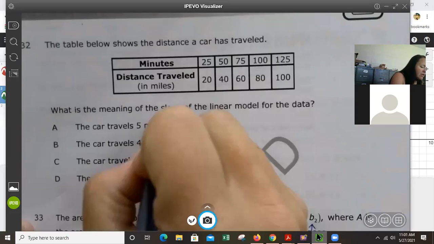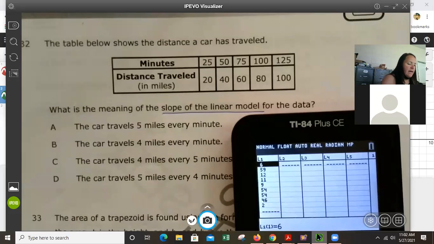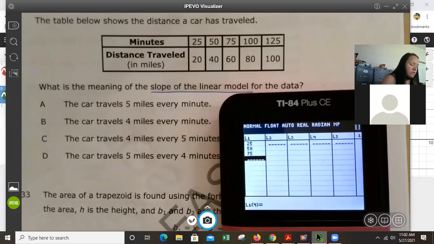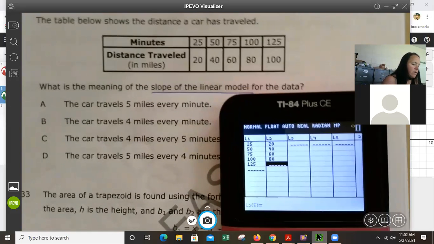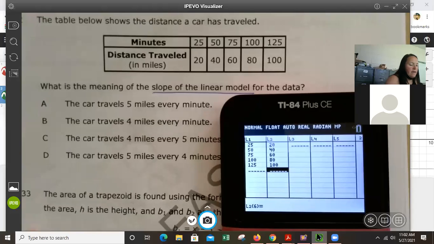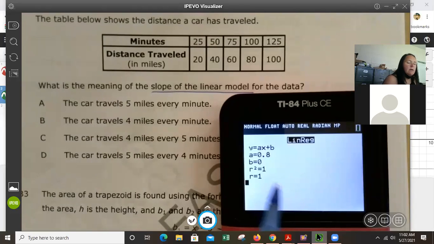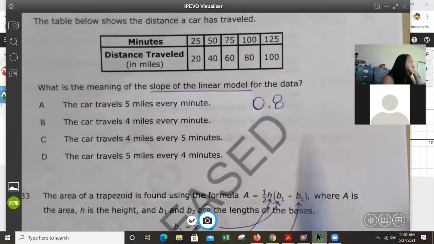32 literally asks you the slope of the linear model. So we're going to go into our stat, type in our values. The top goes in L1, 25, 50, 75, 100, 125, 20, 40, 60, 80, 100. Stat, calc, linear regression. Our slope is what? Yeah, you're right. 0.8. That's perfect.